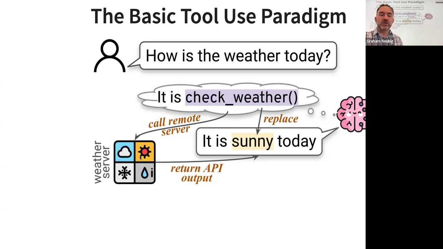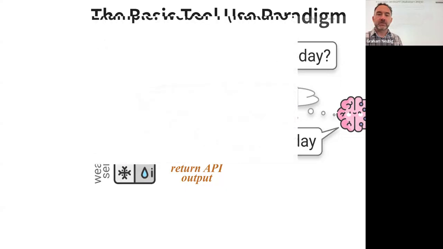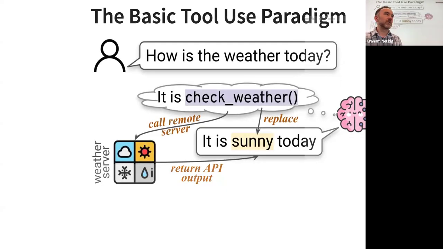Then you get the tool call, you call the remote server, and you return the API output. You can either concatenate it directly into the stream that the agent is generating, or you can give it to the agent as an observation, and then based on that observation, it can go back and generate the response to you. Cool. Everything good?